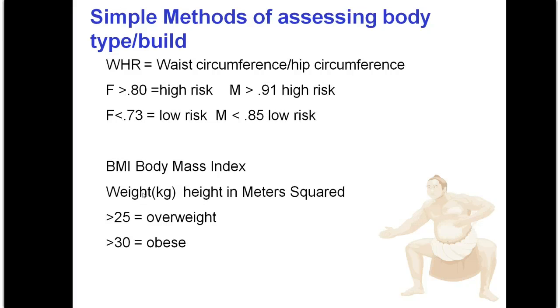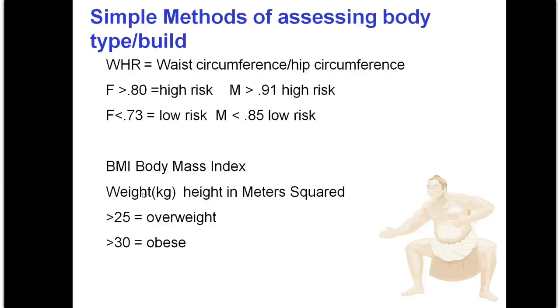Okay, so for simple methods of assessing body type and build, there are two that we're going to talk about. One is the waist to hip circumference. The other one is the body mass index. Waist to hip circumference is where you measure the waist and you measure the hips, and you divide the waist by the hips. It's very simple. All it requires is a cloth measuring tape. So it gives you a pretty good idea of how somebody is built, right?